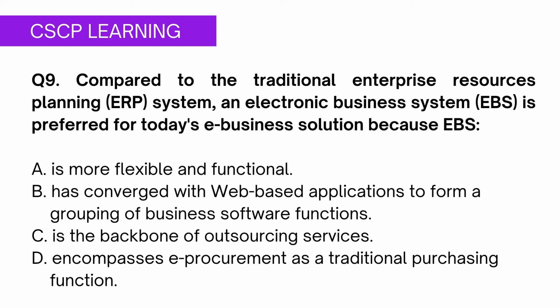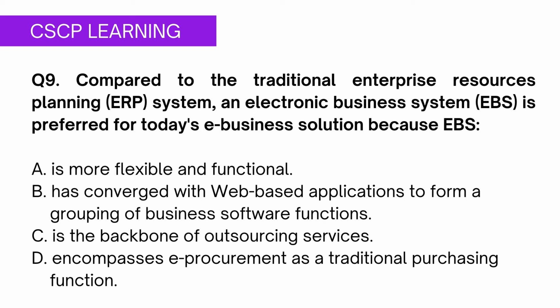Now let's evaluate option A, which says that EBS is more flexible and functional. Actually, this is a general statement or a characteristic which can be true for any system. Therefore, this doesn't sound an appropriate answer. Let's see what we have in option B. Has converged with web-based applications to form a grouping of business software functions. Option B says that EBS has converged with web-based applications to form a grouping of business software function. This is what I have mentioned while explaining the definition of EBS with an example of Uber. Therefore, this is the correct answer.